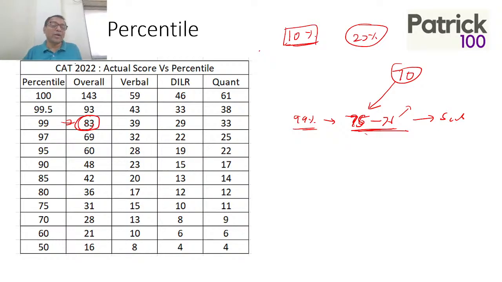So this is the CAT 22 actual score versus percentile. But I'm saying on a tentative basis, you can reduce 10% across the board. If you reduce 10% across the board, that will give you approximately what the scores will be at different percentiles. So if I'm looking at 80 percentile, I would expect a score of 36 minus approximately 4, which is 32 marks, will get an 80 percentile. Just rough estimating it as such.